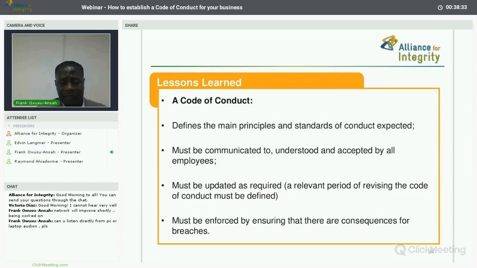It must be updated as required. Yes, a code of conduct must be seen as a live document. It must be relevant to the times because there are changes in the organization. It's true, the organization sets visions. Over time, visions may change, and when vision changes, the mission statement will also change. The same applies to the code of conduct. It must be revised to reflect the organizational behavior at the time.